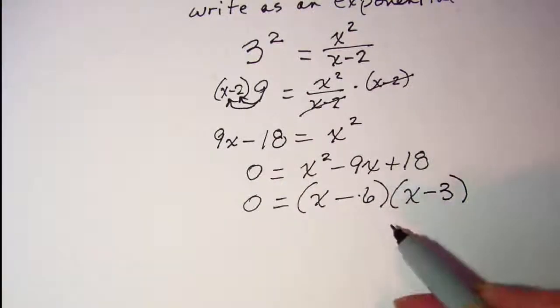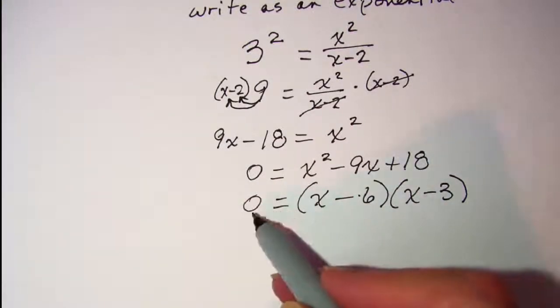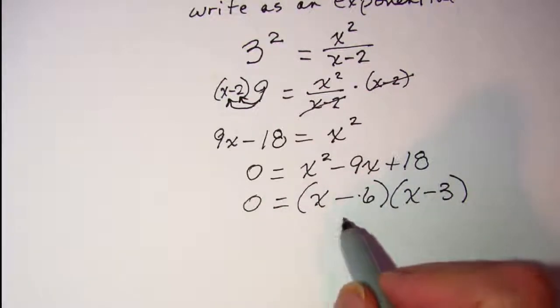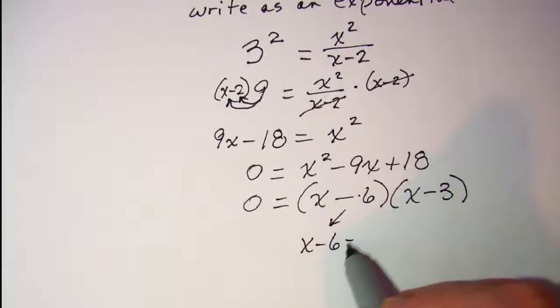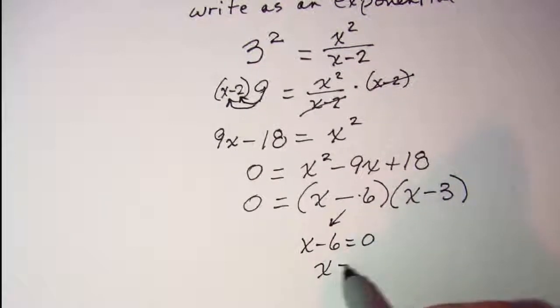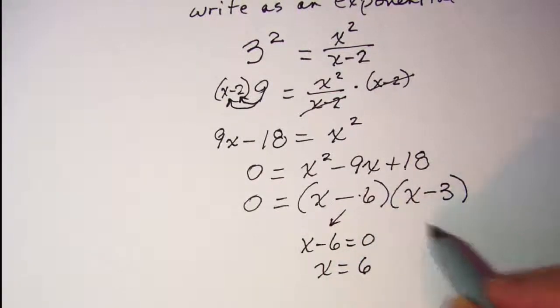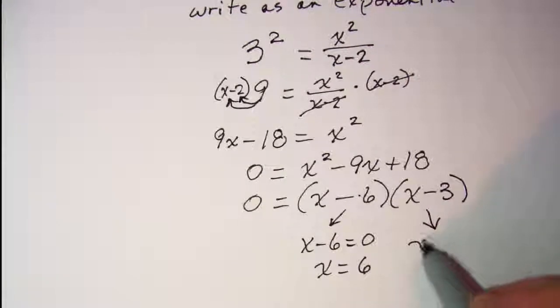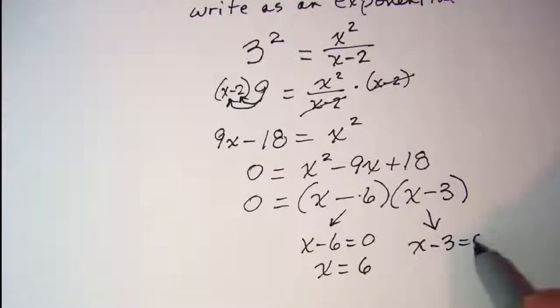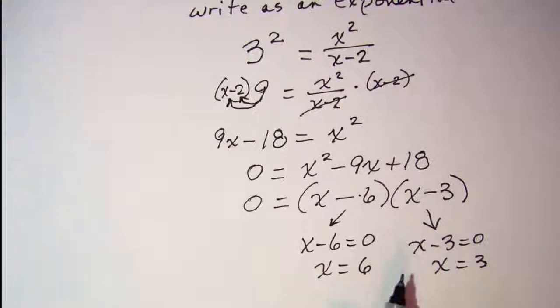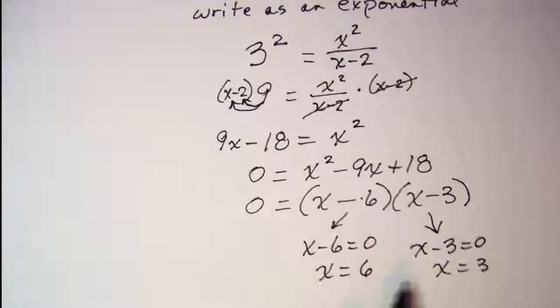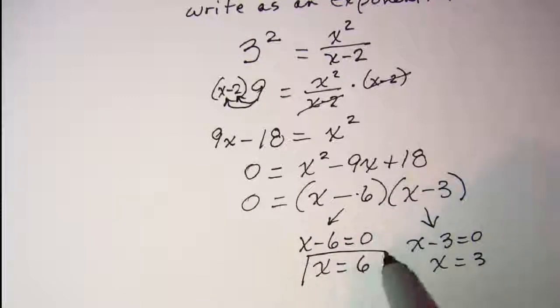Okay, now once I have this factored and set equal to 0, then I set each of these factors equal to 0. x minus 6 equals 0 means that x equals 6. And this one, x minus 3 equals 0 means that x equals 3. Box these in.